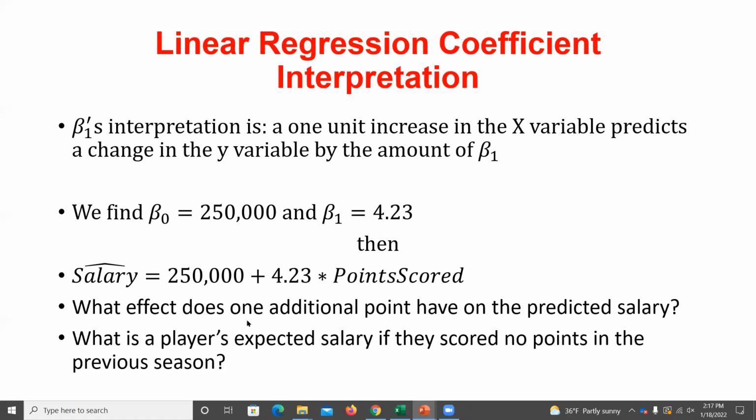We kind of already interpreted this. And then, of course, the intercept would be: if a player scored 0 points in a season, we would expect their salary to be $250,000. So this would be like someone on the bench who never plays. We would still expect them to have a salary of probably the league minimum, or whatever it happens to be in whatever league we're looking at. Okay. Is this making sense? Are there any questions on this up to this point?